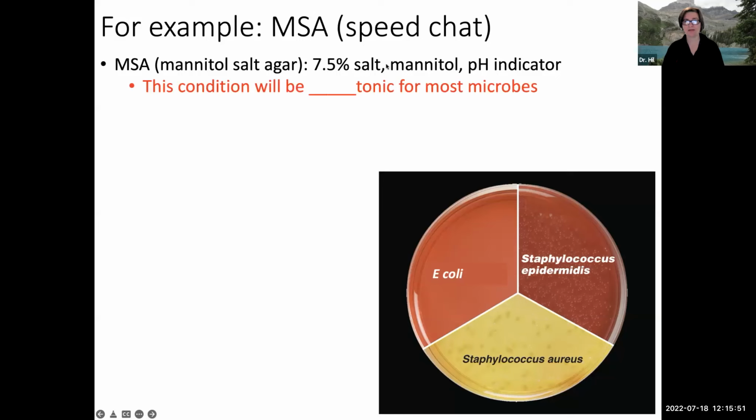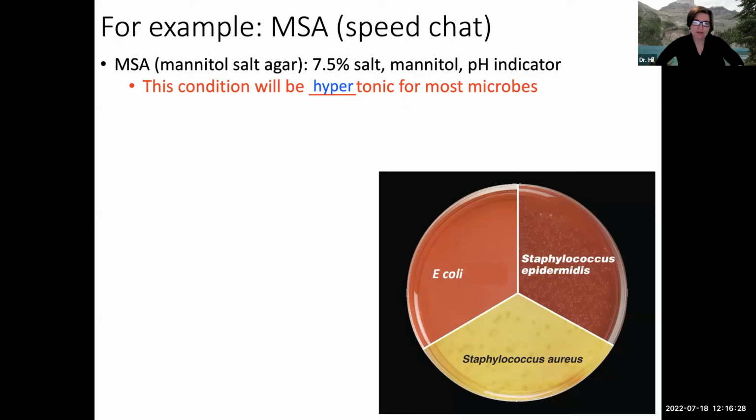Now, when we look at the amount of salt in this plate, what do we conclude? This condition would be what for most microbes? Not all, but most microbes would find 7.5% salt to be what? Correct. Most microbes would find 7.5% salt to be hypertonic, and they would be killed. So this plate is going to select for ones that are what? It's going to select for what category of organism?